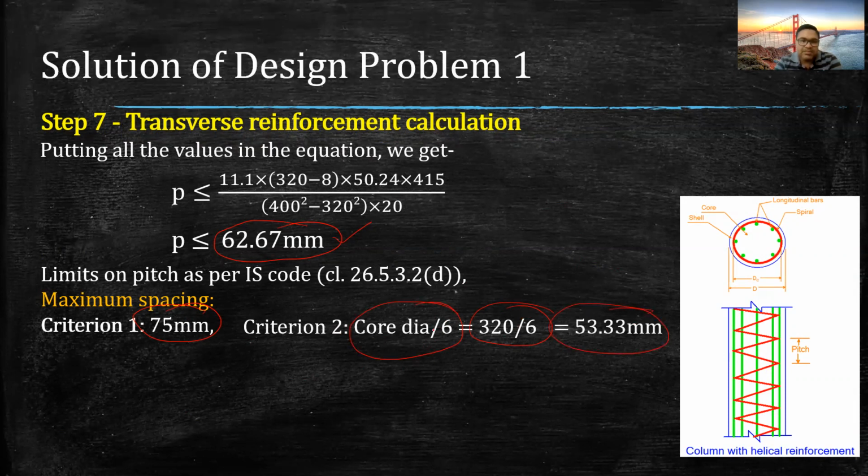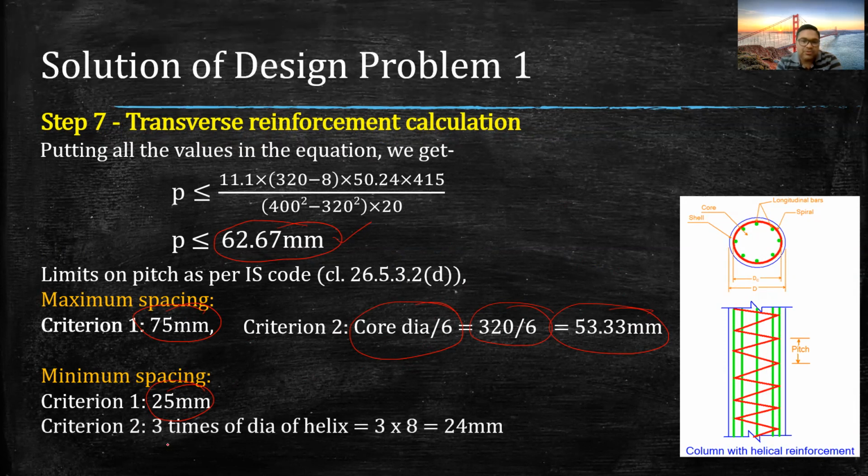Similarly, we have the minimum spacing or minimum pitch limit also. As per minimum pitch, the first criteria is it should not be less than 25 mm, and the second criteria is 3 times the dia of the spiral or helix, so it is 3 times 8, which is 24 mm. So ultimately we fall into this limit, which means our pitch should not be greater than 53.33 mm and it should not be less than 24 mm. Our pitch should be in between these values as per IS code recommendation.